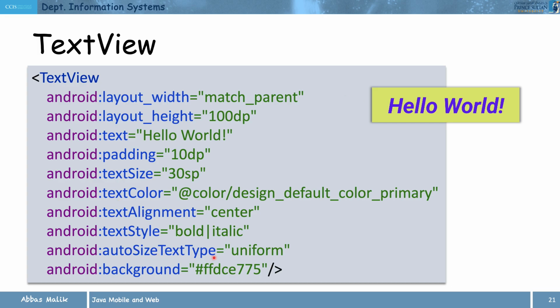Auto size text type uniform. What does that mean? If I increase the size of this button, height is 100, I make the height equal to 200, so accordingly it is going to adjust the size of the text automatically. Rather than specify only the size 30, we are saying the auto size text type uniform. So it will try to expand that text. If the widget size is increased, it will automatically try to expand it. We will see it in the example. And then we have background color, the background color of the widget we can specify.